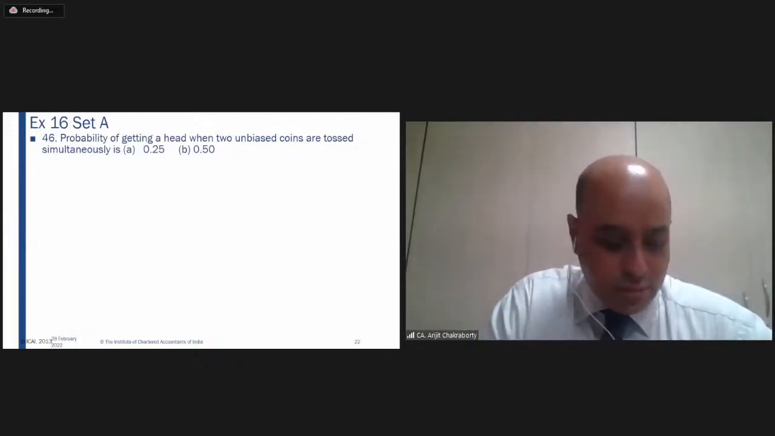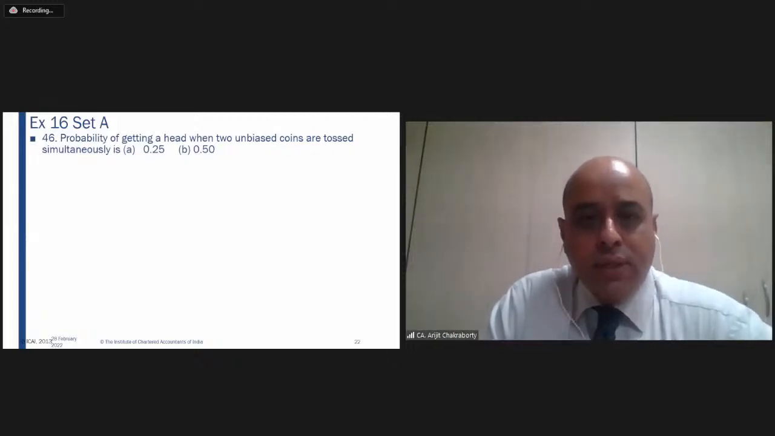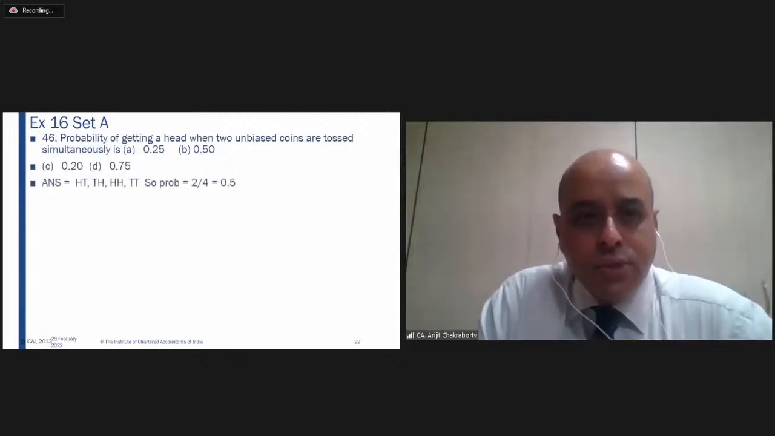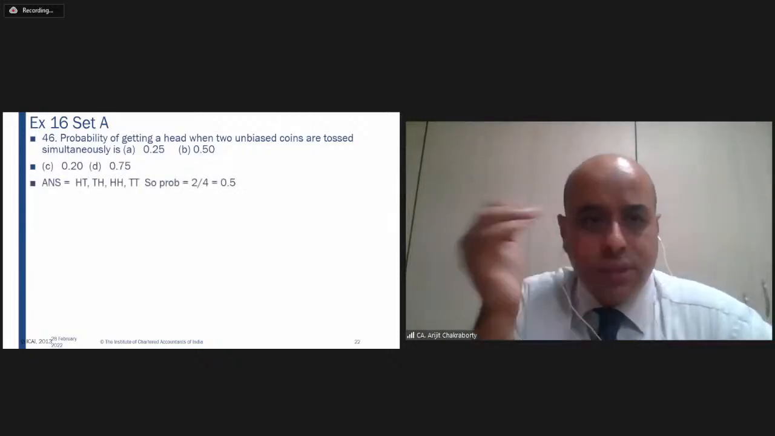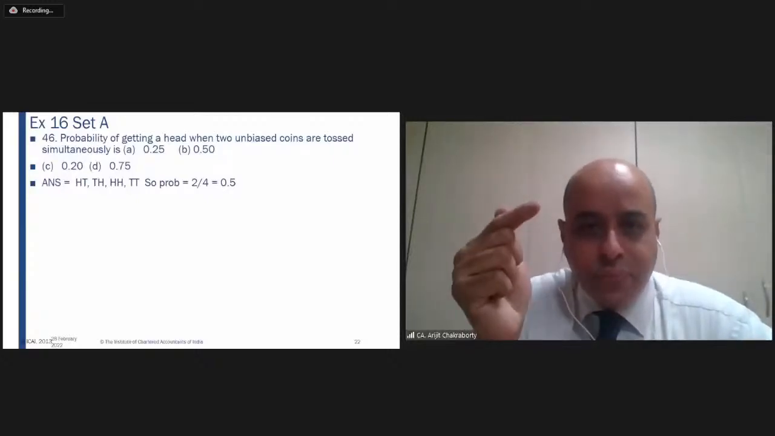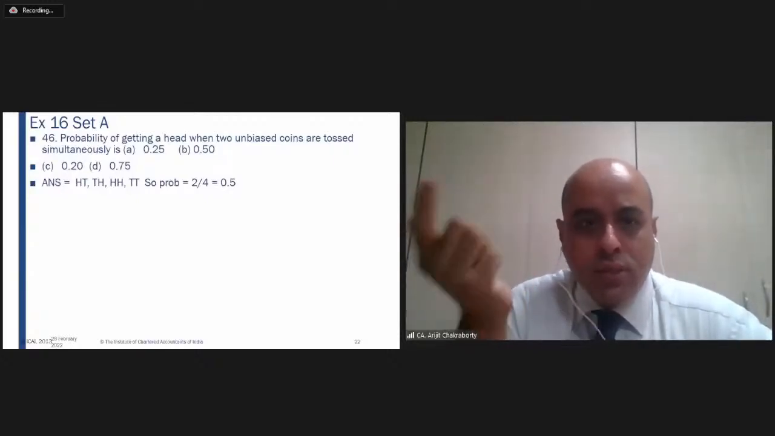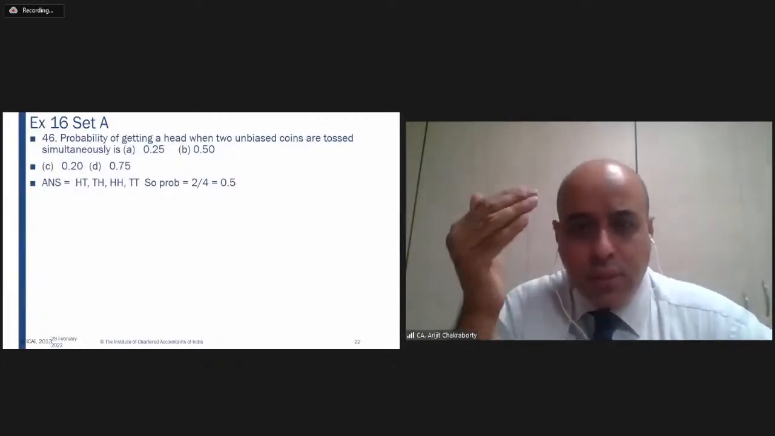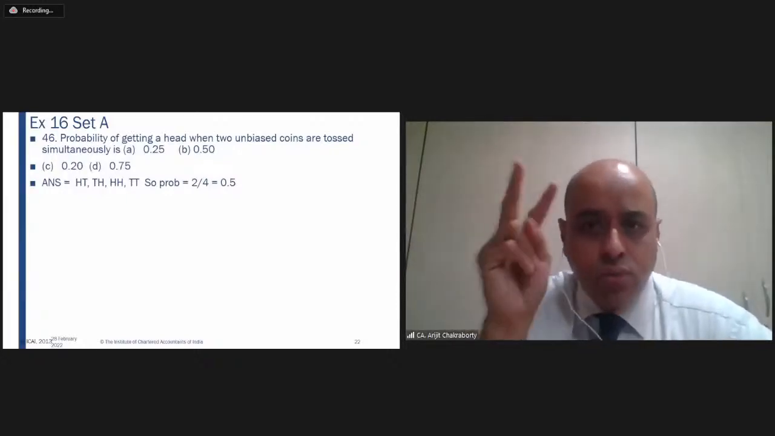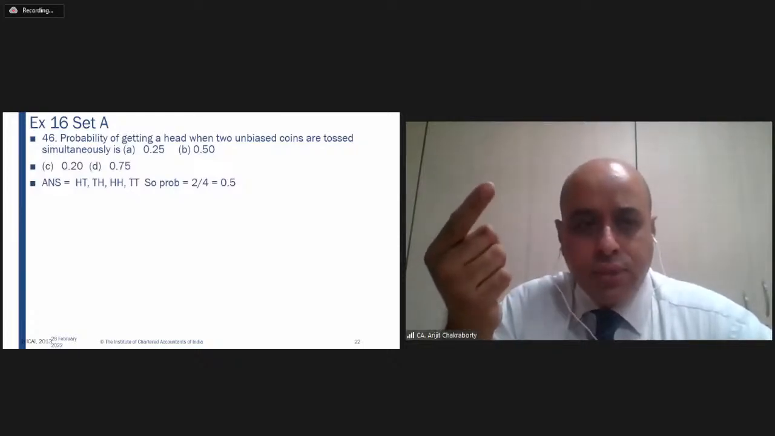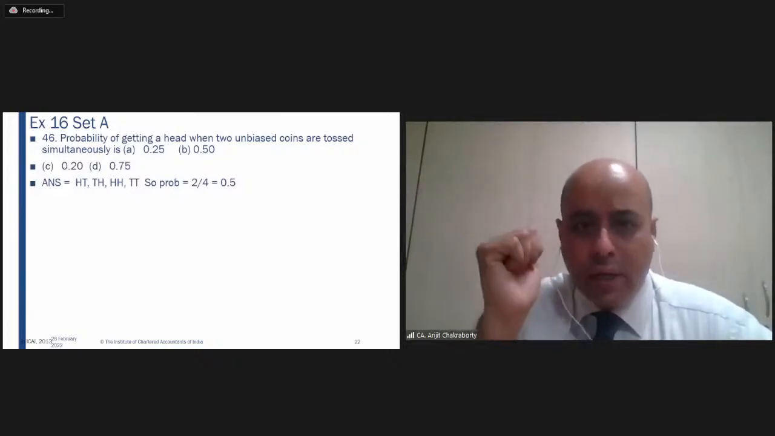Now let us take the first question here: the probability of getting a head when two unbiased coins are tossed. Please note, this question is number 46 from set A. So two coins are tossed. Please see the logical reasoning part. Two unbiased coins are tossed simultaneously, and the question is the probability of getting one head.